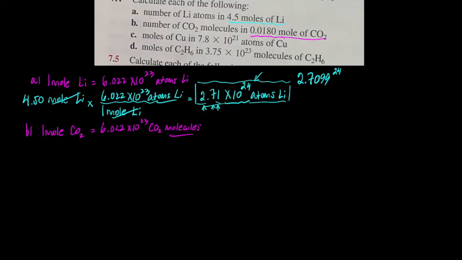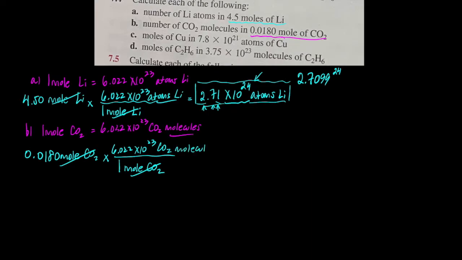Now, we do the dimensional analysis, so we're starting from 0.0180 moles of CO2, and set up your fraction bar. And we want 1 mole of CO2 to be on the bottom. Okay, so that cancels. And we want the other thing to be on top, the 6.022 times 10 to the 23rd CO2, and you've just got to write out this whole thing, molecules.